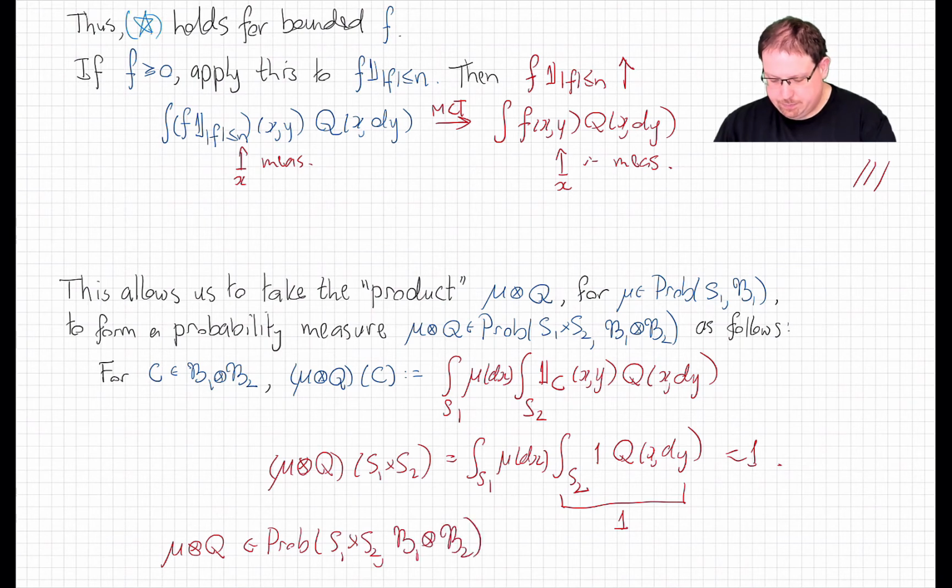Now, just to motivate why I'm calling it product using the same tensor symbol that we do for products of measures, just think about what happens in the special case where q is a silly example like we started with.